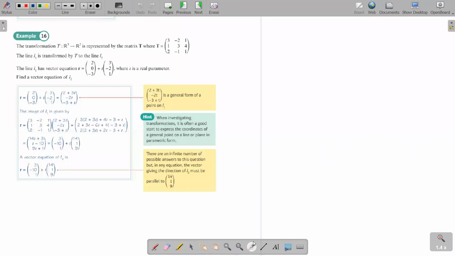Okay, look at the next example. I'll be explaining the examples first, and then I'll take you to the questions. Now look, the transformation T, again, moves the object coordinate in 3 dimensions to the image coordinate in 3 dimensions, and it is represented by the matrix T. Now the matrix is given to you. Can you see? The matrix is given to you. The line 1 is transformed by T to line 2.